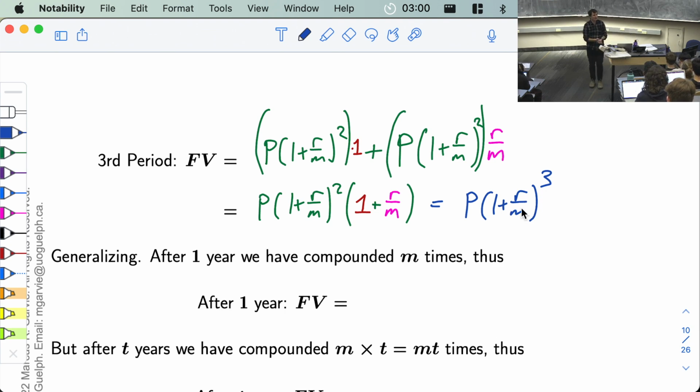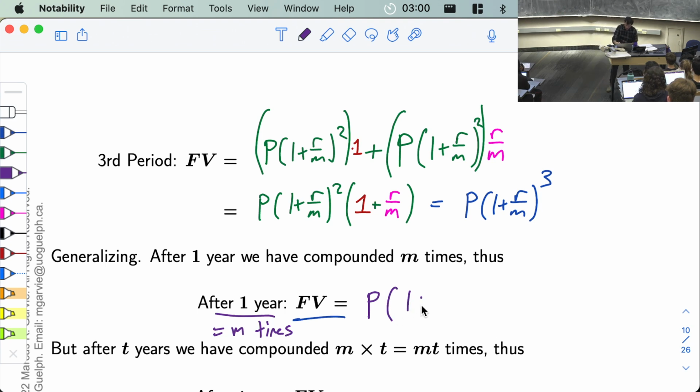In 3 periods, we've gotten it 3 times. In 1 year, what did we get to? In 1 year, you're going to do it M times. So 1 year means M times. So what is the pattern? The exponent is the number of times you do it. So after 1 year, it's going to be 1 plus R over M to the power M. You're going to do it M times.